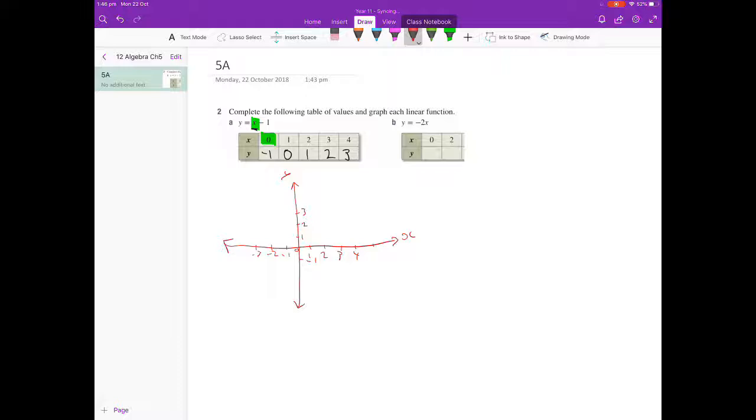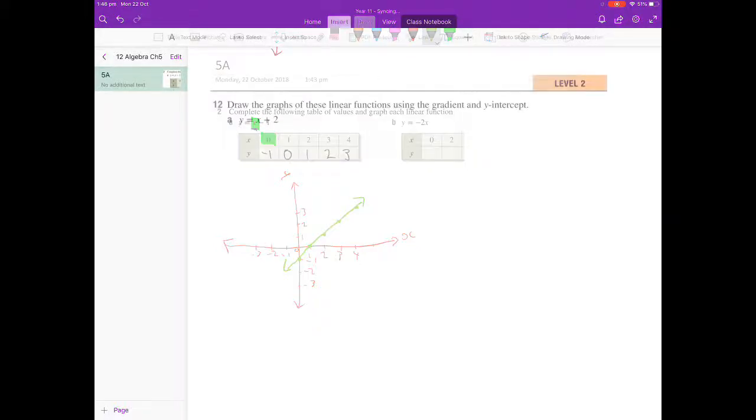So we've got our first point sitting at 0 and negative 1. So now that our negatives are in our y's, we should be able to throw him on there. And then we've got 1, 0; 2, 1; 3, 2; and 4, 3. And as you can see, it's a straight line. Straight lines always have the arrows on the front and the back.